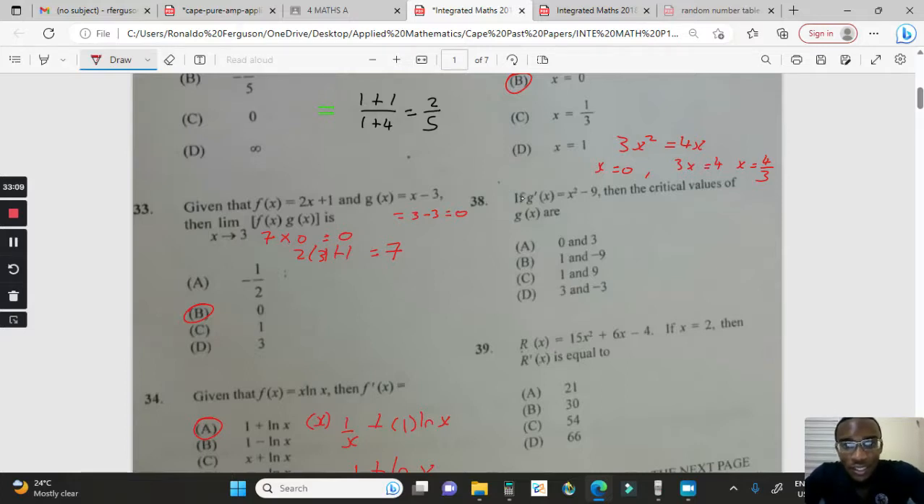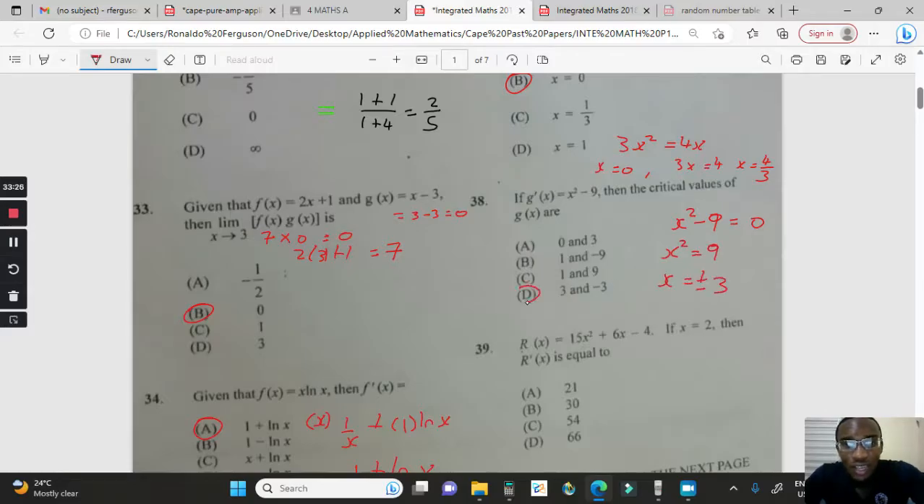So this says now if g prime of x is x squared minus 9, then the critical values of g of x are, so x squared minus 9 equals 0. This is x squared equal to 9, so x is equal to plus or minus 3.